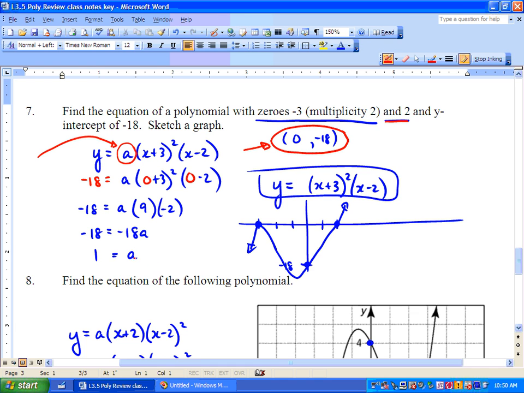This one works out quite nicely. The a is just 1, and so when you write down your final answer, there's just a big 1 out in front of your polynomial. You're always going to be asked to find that value out in front.